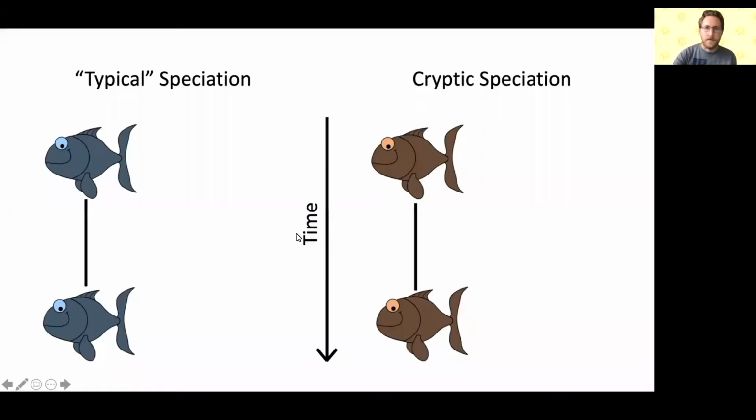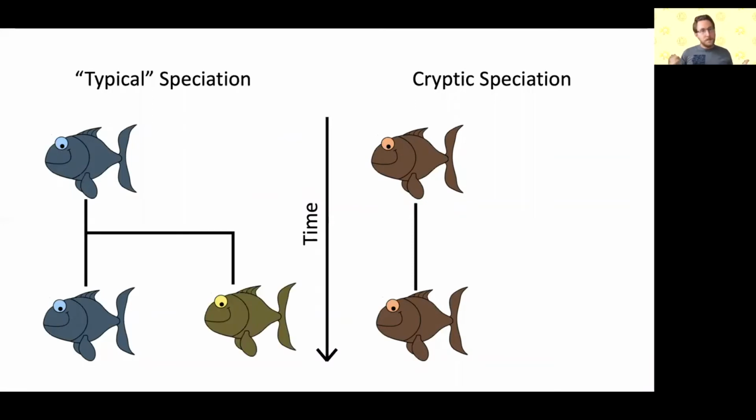So I want to start the talk by giving you a description of cryptic speciation. Here we have two species of fish through time as you move from top to bottom. And these fish are defined using what we call the morphological concept of species. So basically, if two things look different, we're going to consider them different species. Under the typical speciation scenario, you'll have some sort of break in the gene flow of a population, and that will generate over time a new species. And that species typically has morphological, physical changes that make it easy to identify.